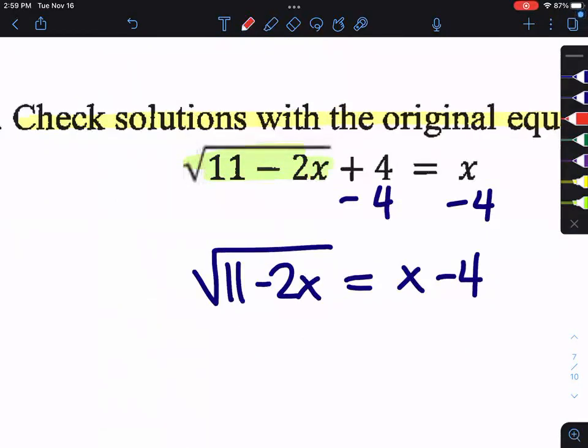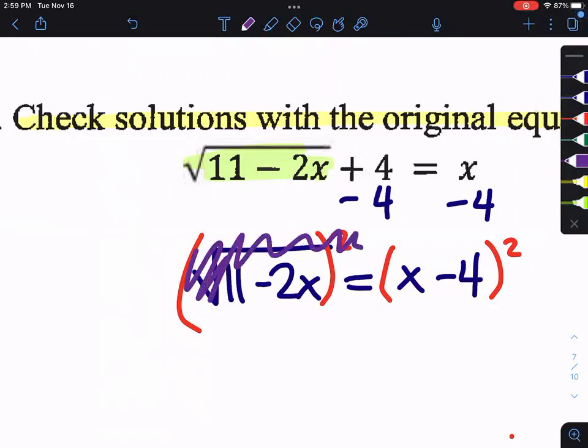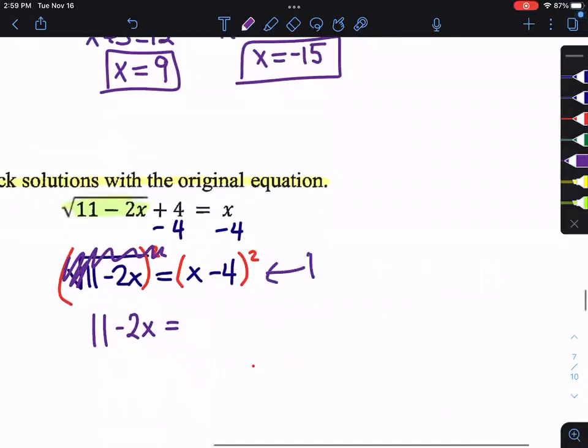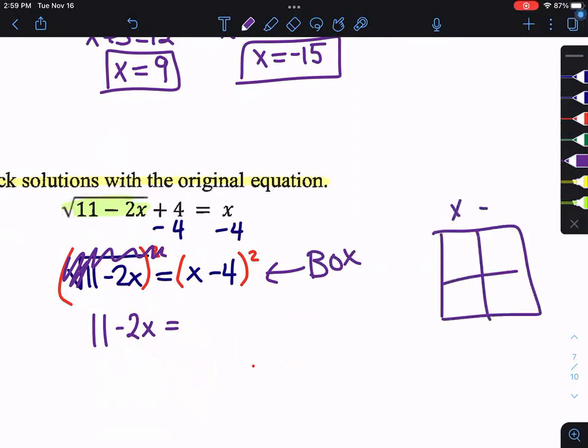Now that we have that square root isolated, we can go ahead and square both sides. When we square the square root over here, they're going to cancel each other out, leaving us with 11 minus 2x. On the right-hand side, however, we have a binomial being squared. So 2 terms being squared. We've talked about how this creates a box problem. So we're going to box x minus 4 times x minus 4. A lot of students want to just say that that's x squared plus 16. I promise it's not. You're missing the middle term.